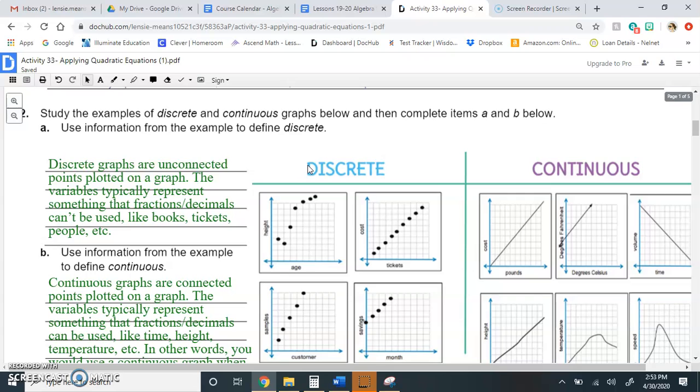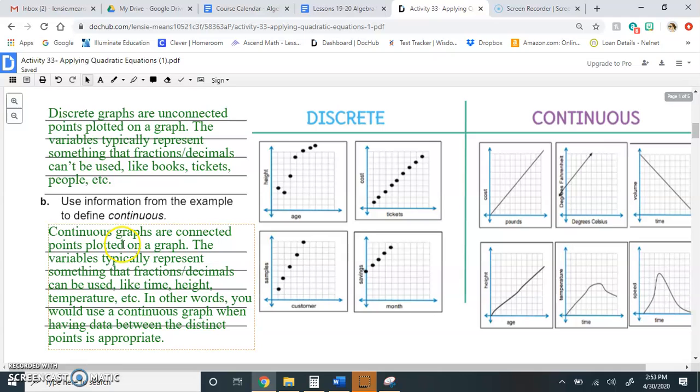All right, number 2, revisiting the concepts of discrete and continuous. So discrete graphs are unconnected points plotted on the graph. The variables typically represent something that fractions and decimals cannot be used for, like books or tickets or people, things where you wouldn't have a half of it or a fraction of it.